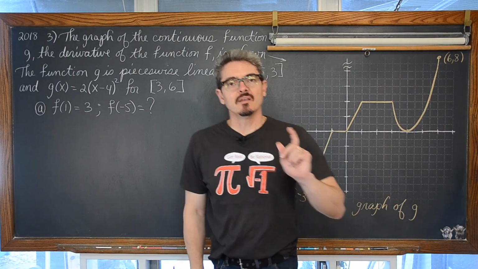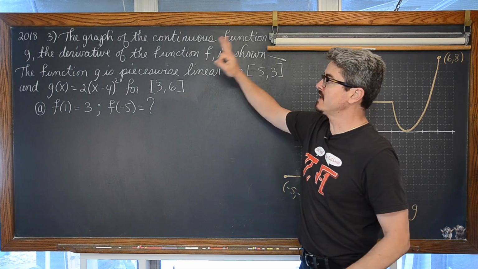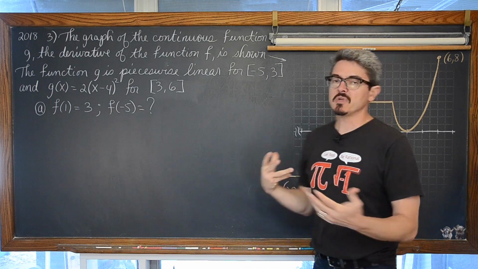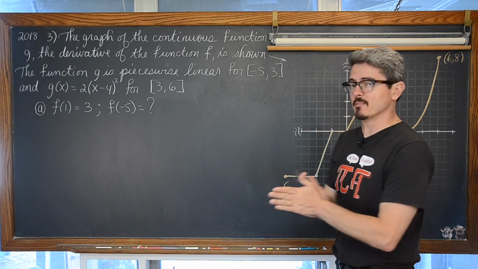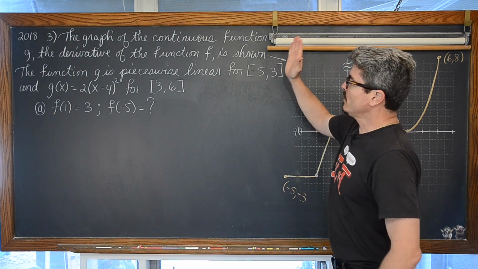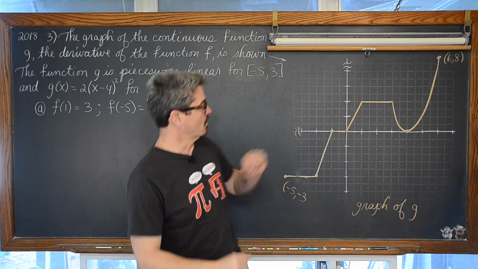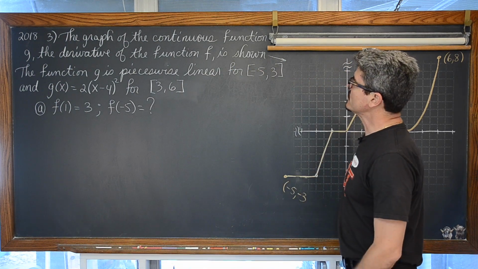Mr. True, in this calculus video, we are going to look at question number 3 from the 2018 Calculus AP free response. This would be on the AB test and more than likely on the BC test as well, but I'm not positive about that, but it is an AB question. We have the graph of the continuous function g, which is right here in orange, which is the derivative of the function f, is shown.